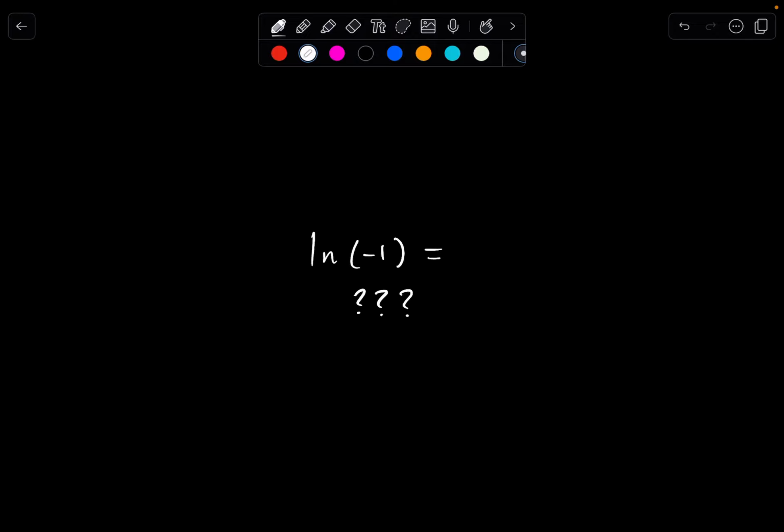Today we're going to be looking at a very interesting problem, which is the natural logarithm of -1. Usually when we have the graph of natural log, we know that it can't go to the left of the y-axis because it's not defined for all of these negative numbers. But if we think in the complex plane, maybe there is an answer. That's what we're going to be looking at today. So let's get right into it.